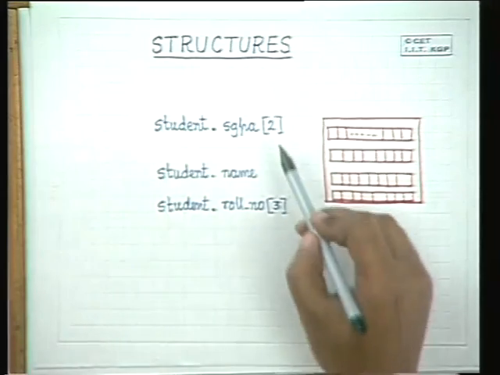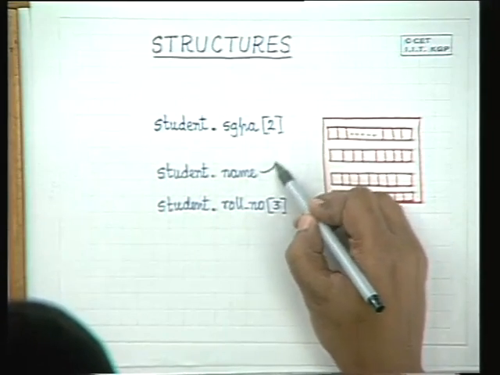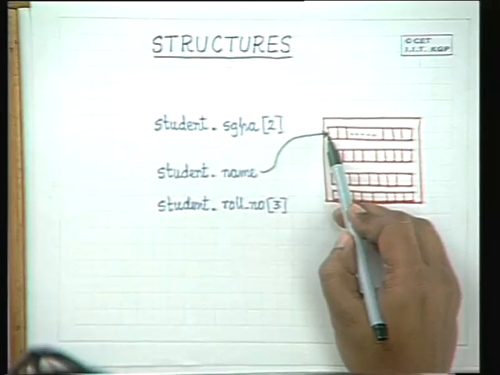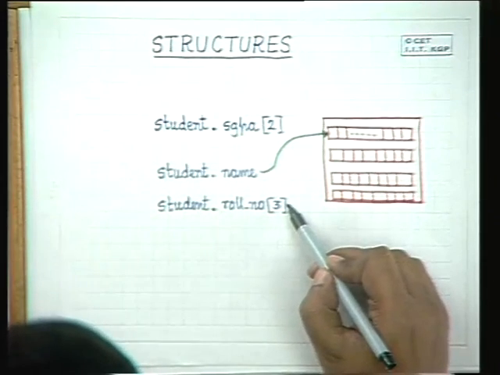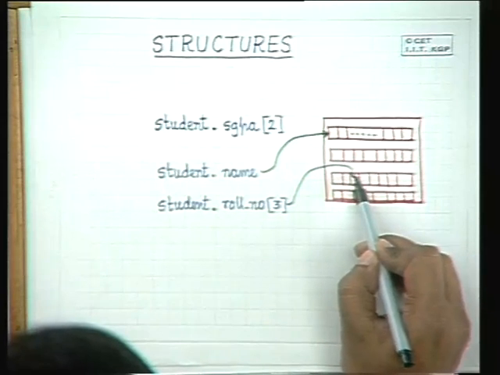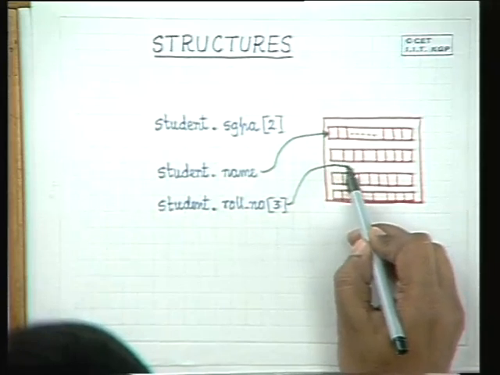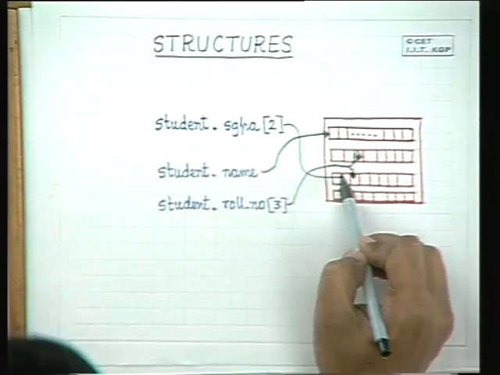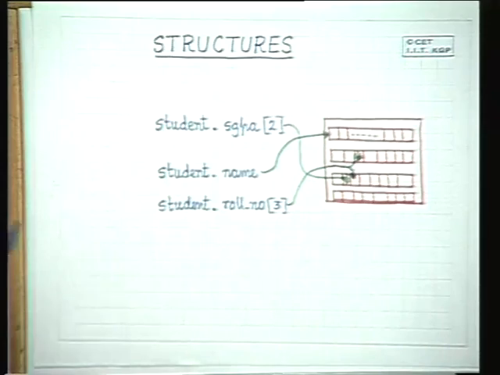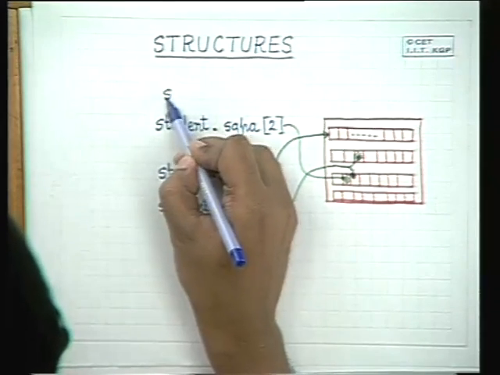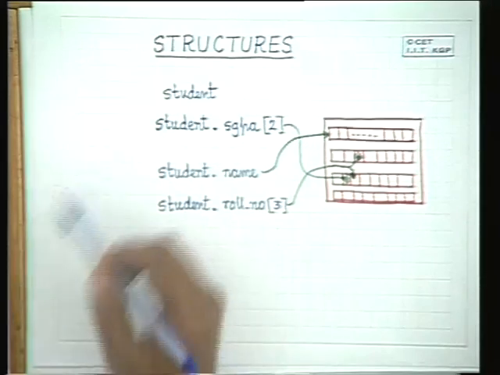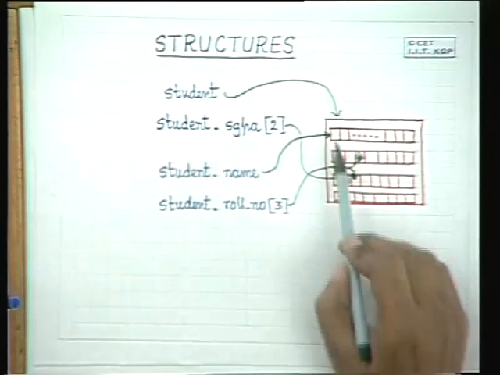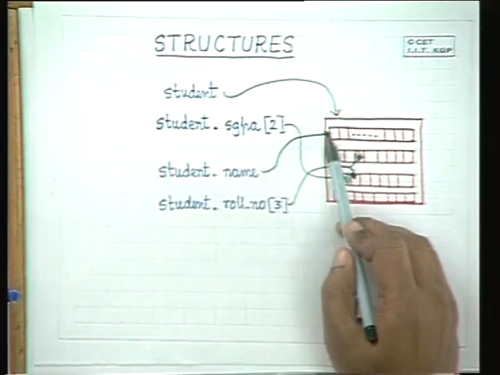Now student dot name is a pointer here. It points to the start of the name array. Student dot roll number 3 is this element. And student dot SGPA 2 is this element. And if I write simply student, it is a pointer to this structure. Now if name is the first element in the structure, these two may be identical.